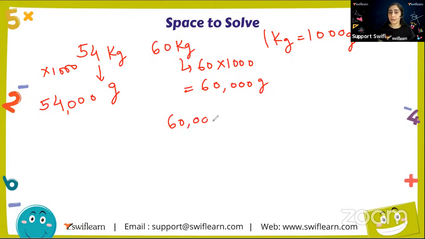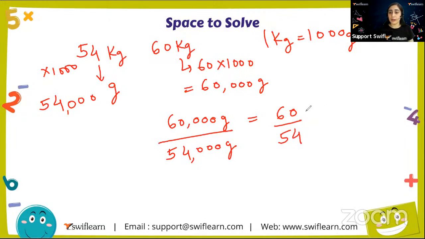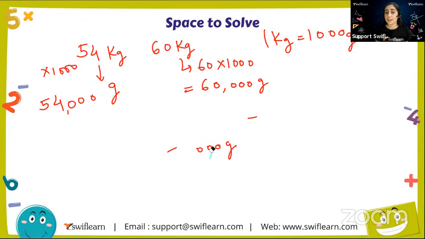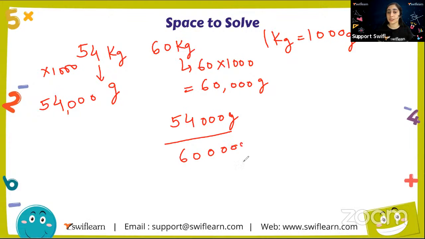Right. Now, let me write down 60,000 grams over 54,000 grams. After cancelling all the zeros, 60 by 54. Oh, I made one mistake. See, the comparison was from 54 to 60, not 60 to 54. I did it the other way around. I did not realize that the first quantity was 54. So I have to do it the other way around. I'll write 54 on the top and 60 at the bottom. So 54 kg stands for 54,000 grams, right? And 60 kg stands for 60,000 grams. So when I solve it, I get 54 over 60.